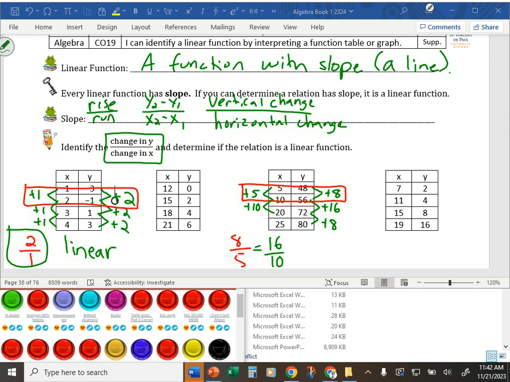So where kids go wrong on a test with this is they stop too soon. They think all I have to find is a difference. If anything's different, there's no slope. That's not the case. You've got to check them all. Okay? And then the difference from 20 to 25 is +5. We're back to our +8 over +5. Because these fractions are all the same, they all simplify to be 8/5. Slope exists, and it is indeed linear.